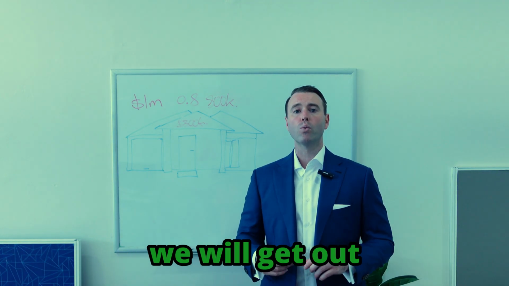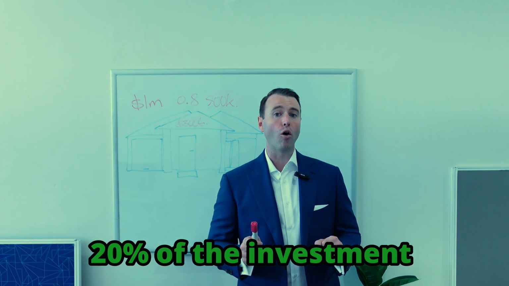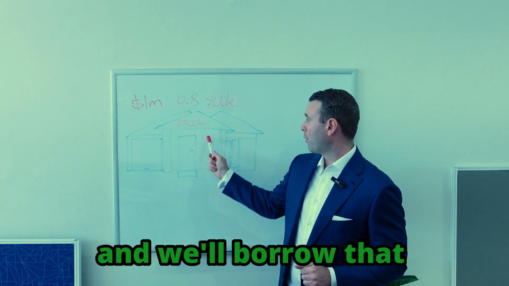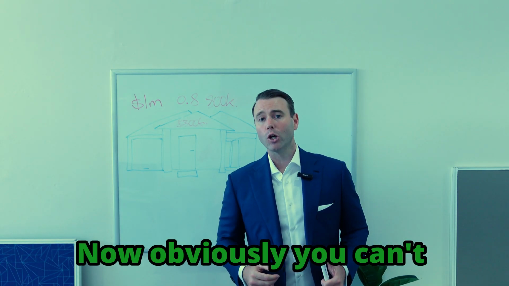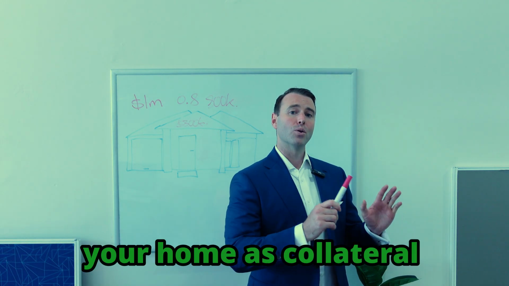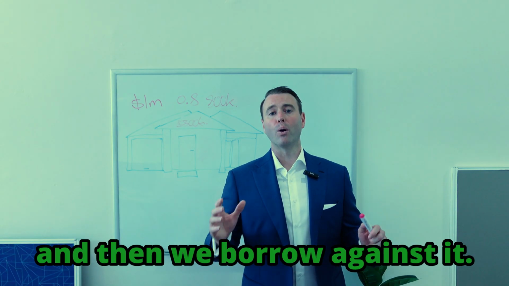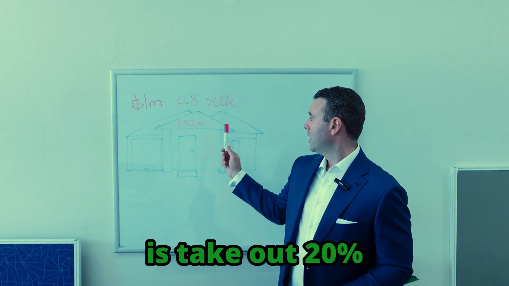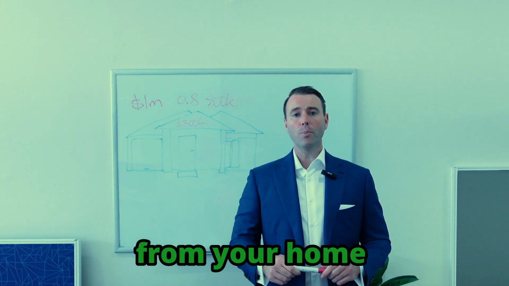So most of the time, we will get out 20% of the investment property value, and we'll borrow that from my house. Now, obviously, you can't go to a bank and take some bricks in and say, hey, give me some money. So we usually put up your home as collateral and then we borrow against it. So what we would typically do is take out 20% from your home for the property.